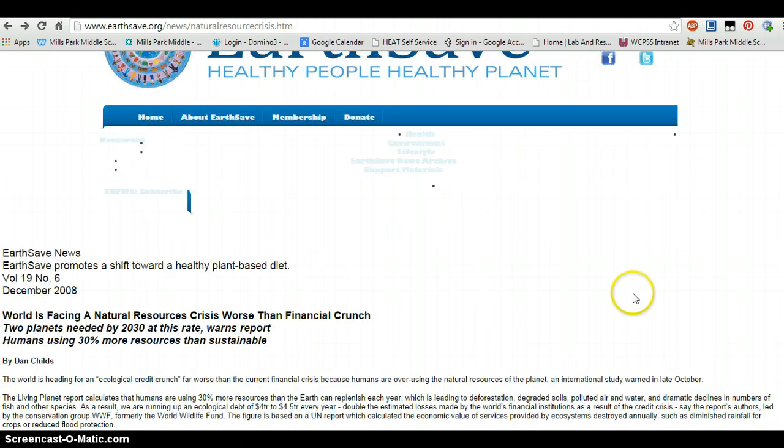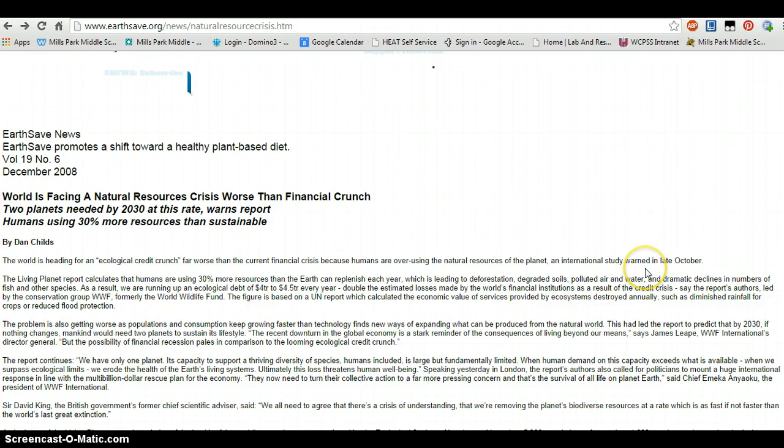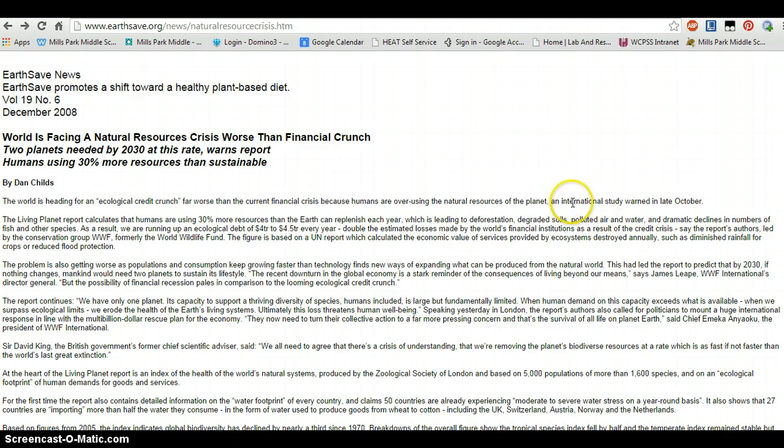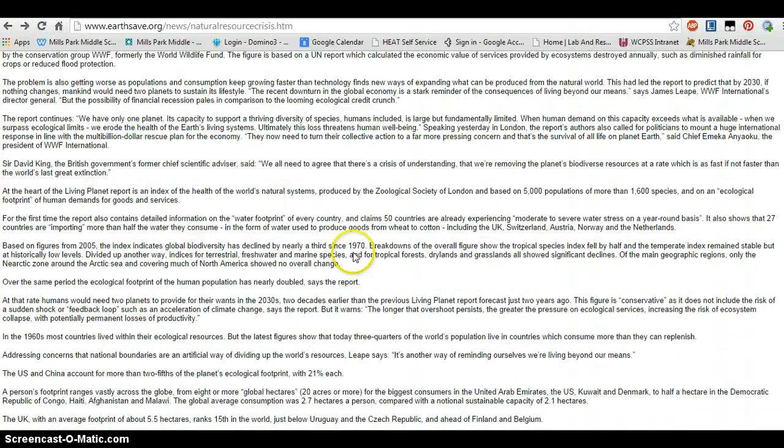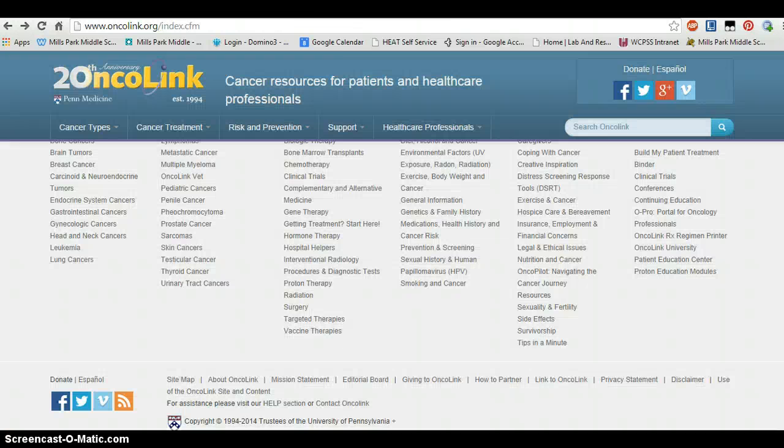But when I read down through this article, it talks about an international study and then something called Living Planet, the Living Planet report. But it never gives links to those. It doesn't tell me anything about them. So the information might be good, it might be accurate, but I think I would want to double check it against another website.